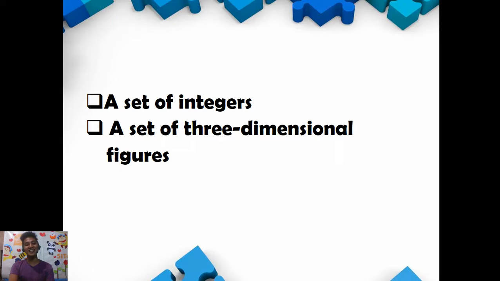Okay, and then next, a set of integers. Integers, we have -1, -2, 1, 2, 3, and so on. And then the last example, a set of three-dimensional figures. What are the different kinds of three-dimensional figures? We have cube, rectangular prism, pyramid, and so on. So when we talk about a set, it should be well-defined and it should have common characteristics. So that is a set.